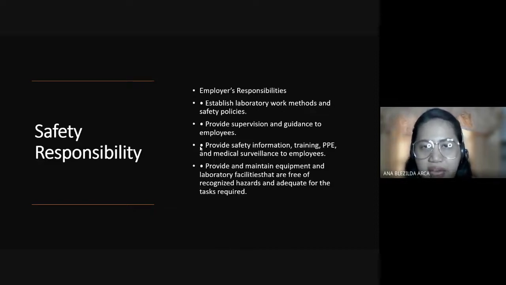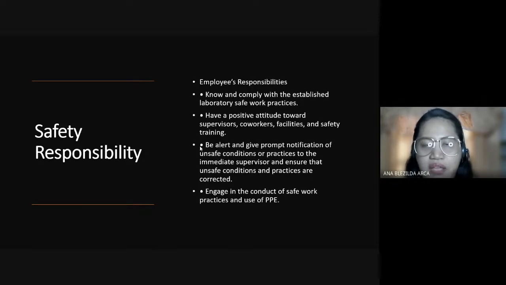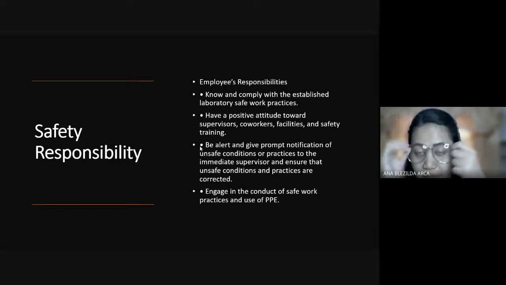So that is why they must be able to educate the employees and supervise them if they are adhering to the safety standards. And of course, they should provide materials for safety, such as safety information, trainings and seminars, and of course, the PPE itself, yung mga protective gear ng mga tao. Now, pagdating naman sa mga medtech working in the laboratory, dito na papasok yung employee's responsibility.